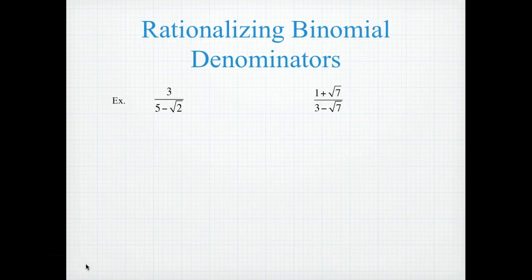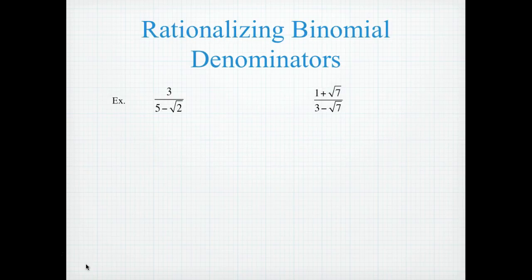Here are a couple of examples on rationalizing binomial denominators. In our first example, we have 3 over 5 minus root 2. So the denominator is where our focus is, 5 minus root 2. We recognize it's a binomial denominator with a radical, so we need to identify the conjugate and multiply the numerator and the denominator by the conjugate to find a new equivalent expression that has no radicals in the denominator.